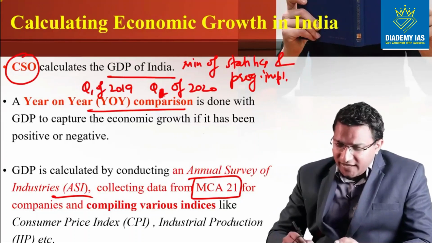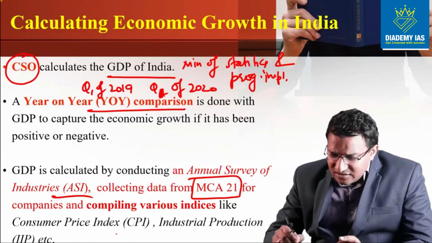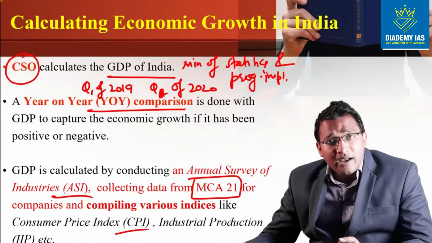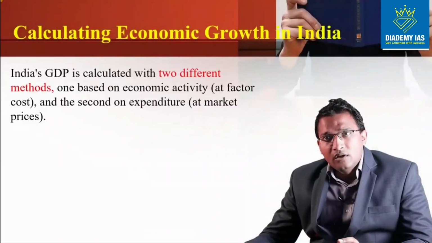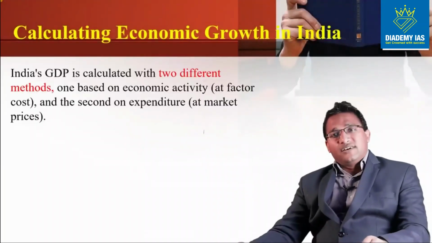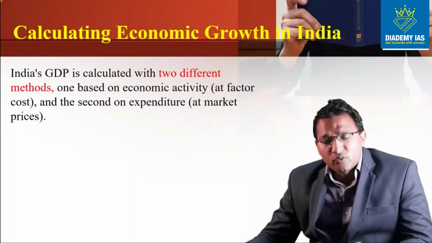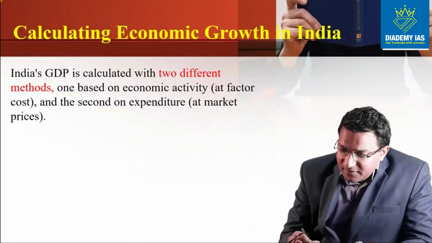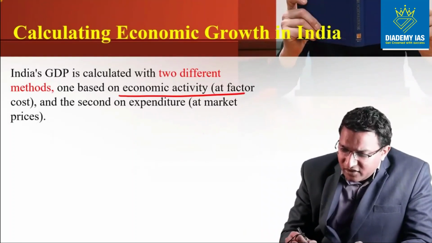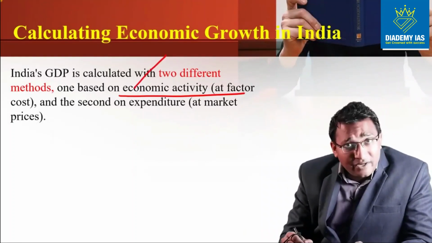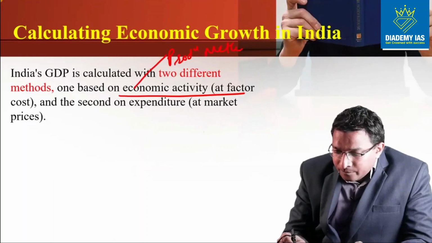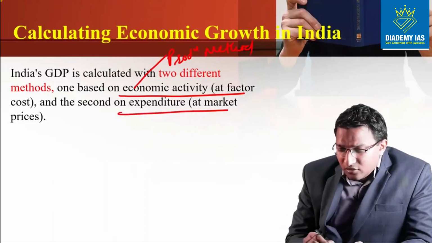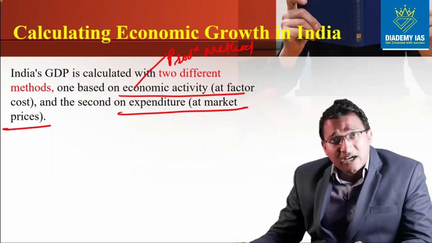of the country. And there are also various indices like CPI, IIP. Based upon that also we calculate the economic growth rate. So in India there are two different methods which can be used for calculating the economic growth rate. Either it can be based on the economic activity, which means we are calculating the GDP at the production method, or it can be based on the expenditure method or at the market prices, right?